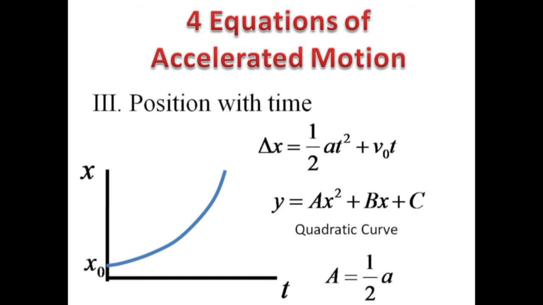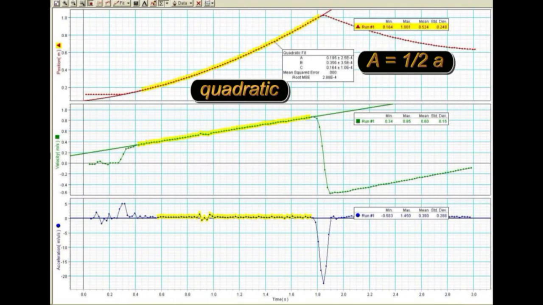A comparison between the physics equation, position equals 1/2 a t squared, with the mathematical quadratic form, y equals capital A times x squared, etc., shows that capital A from the model fit should be compared with 1/2 the acceleration. Again, highlight a region in the upper graph of position versus time and perform a curve fit to a quadratic function. Record capital A and compare with 1/2 times the acceleration.